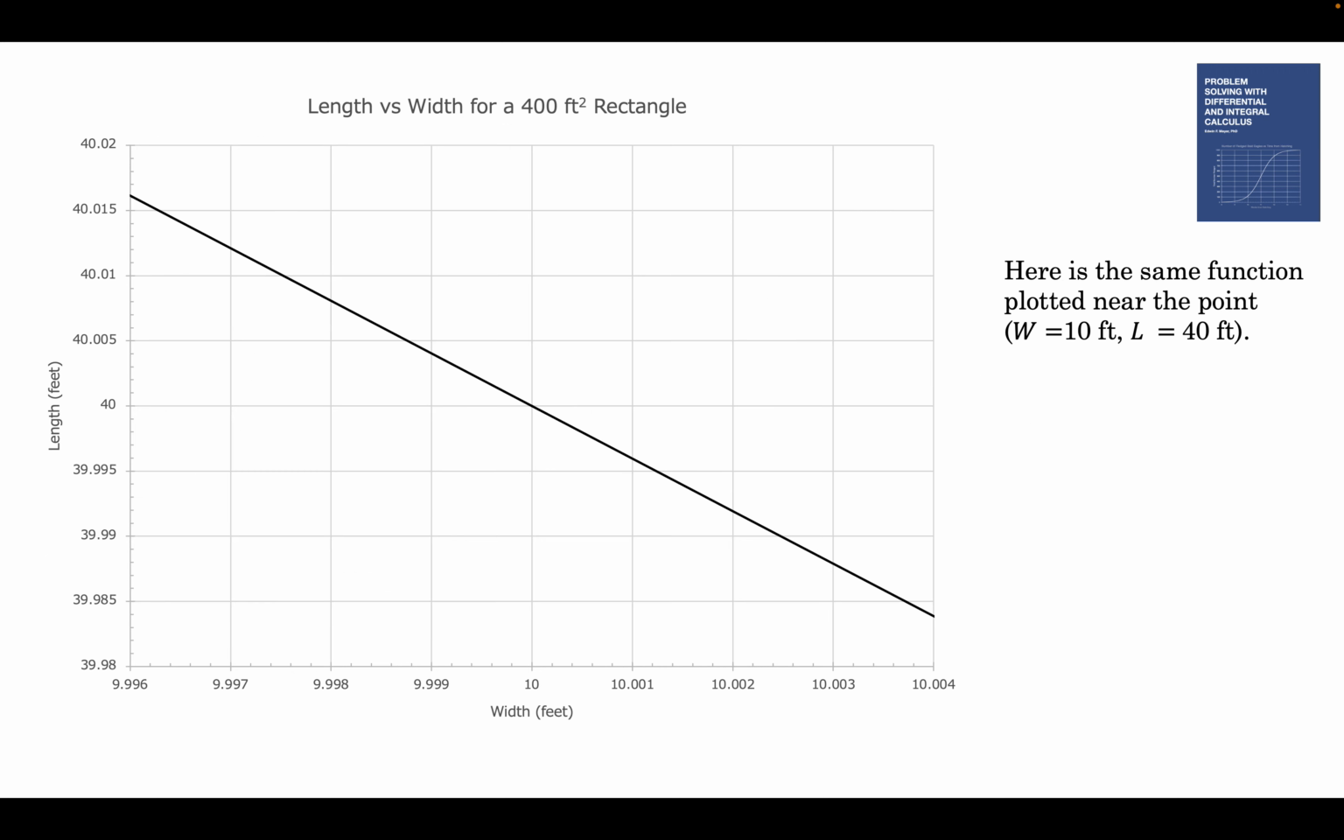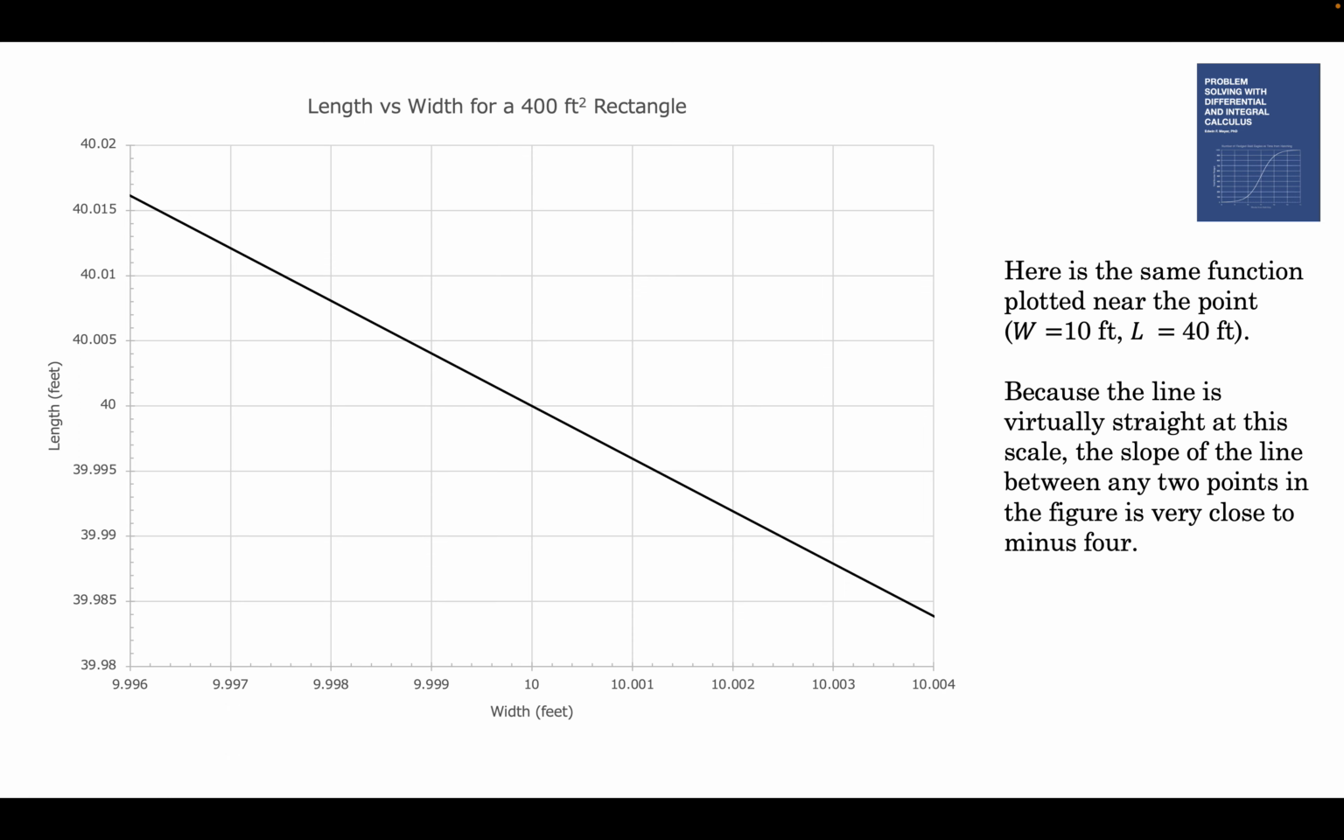Not surprisingly. So here's the same function plotted near this point. So if you want to get the slope of this line, it looks straight at this scale, so we can pick any 2 points we want. This one, this one, this one, this one, this one, this one. We're going to get very close to minus 4 for the slope of that line, because it's straight. At this point right here, the slope is exactly minus 4, because we can calculate it.